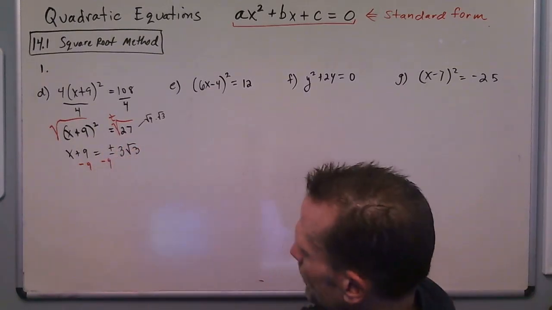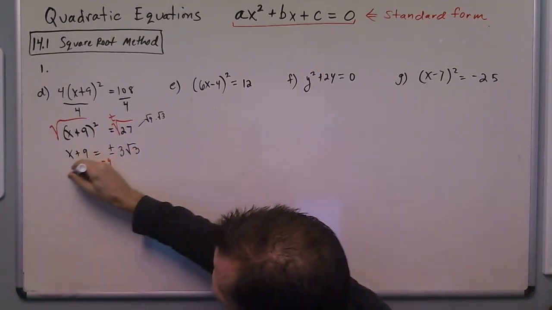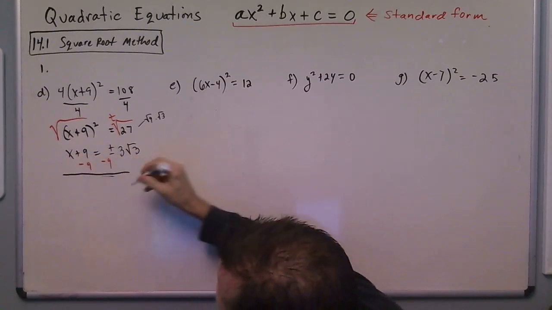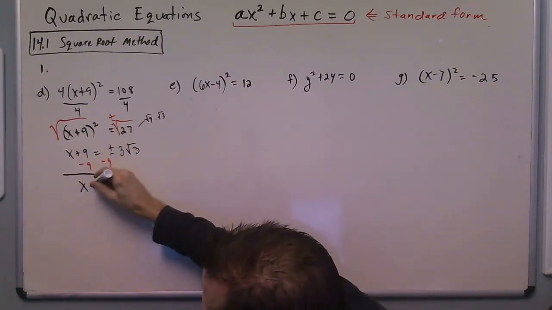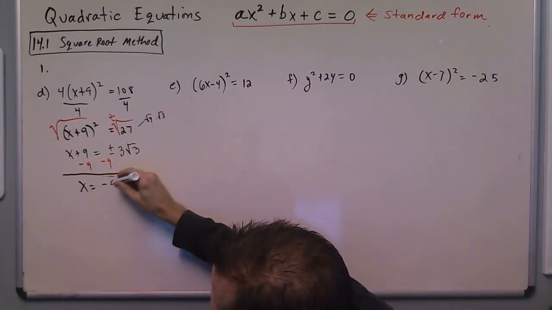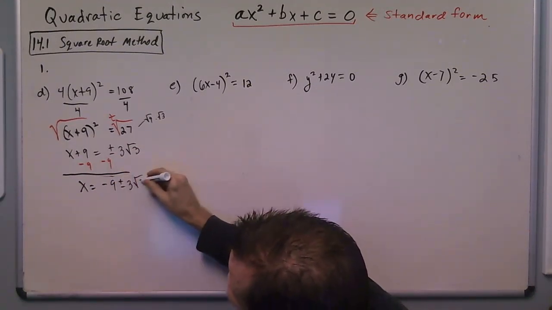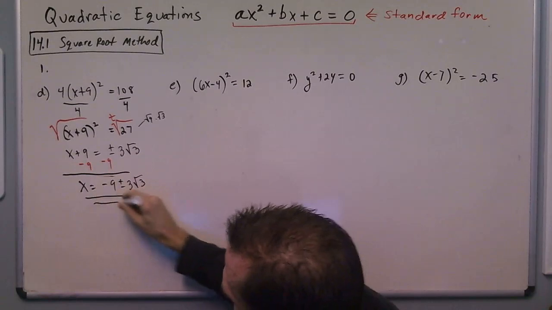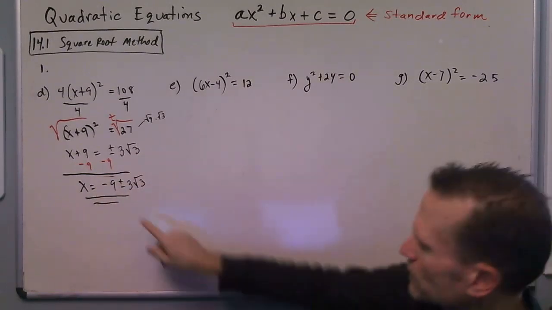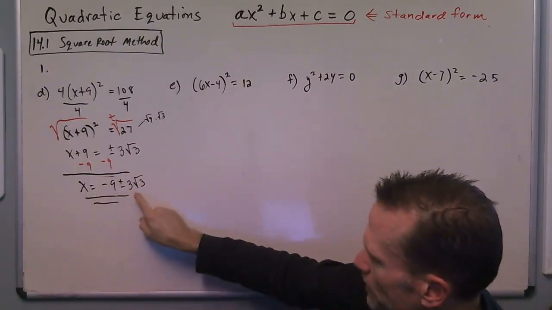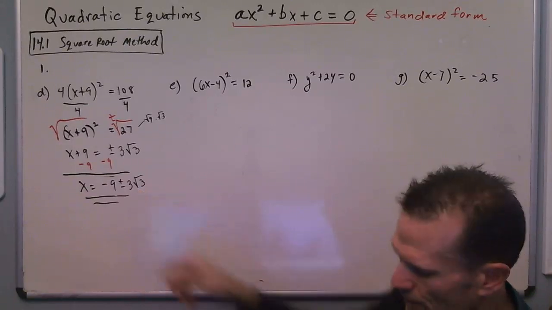And again, just for a nice way to lay this answer out, we're going to put x equals negative 9 plus or minus 3 radical 3. Remember, we have 2 solutions there. And we can't put these 2 numbers together here because this is a radical term here.